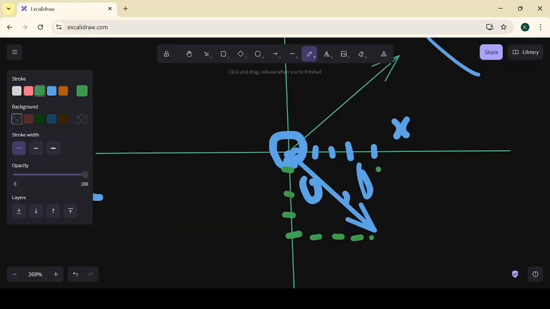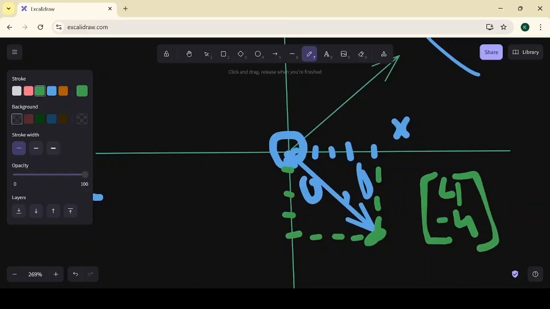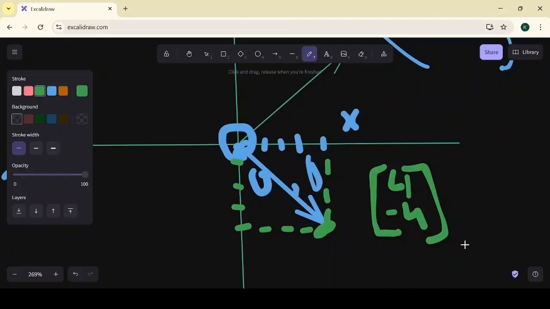Now, if we try to join these dots, it joins here. So, for the vector, first we write the x coordinate, that is 4, and then we write the y coordinate, that is -4. So, this vector can be represented as 4, -4. Now, this vector is known as a 2D vector. Why? Because it has two dimensions. First is the x dimension, and second is the y dimension.